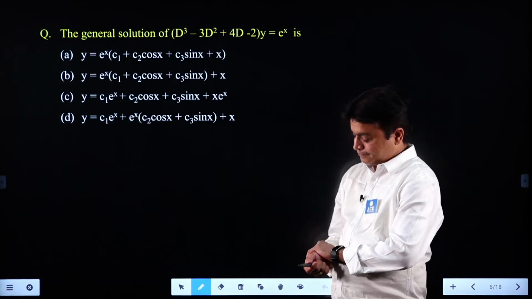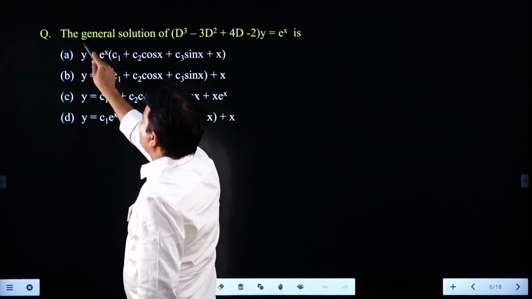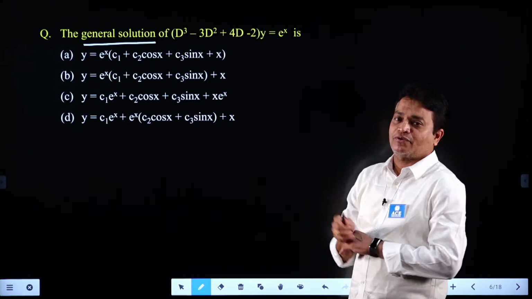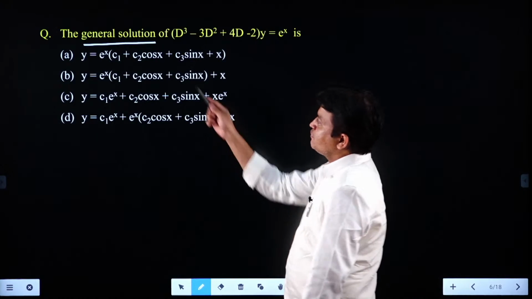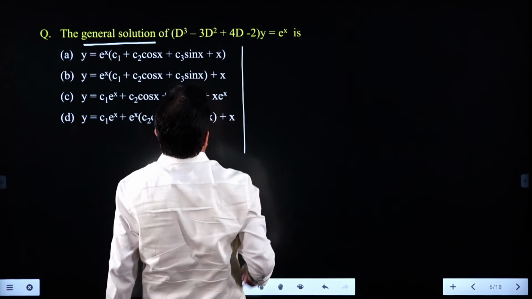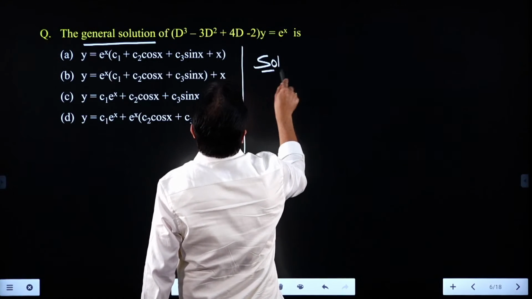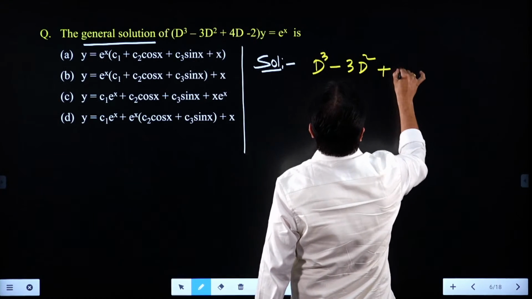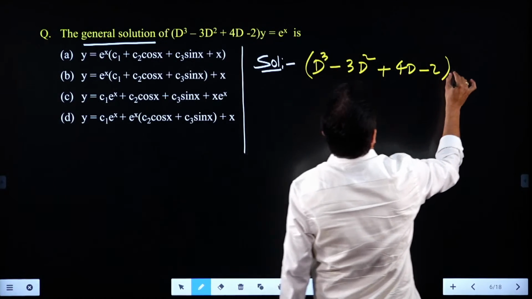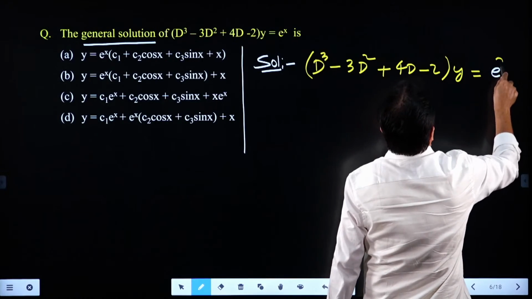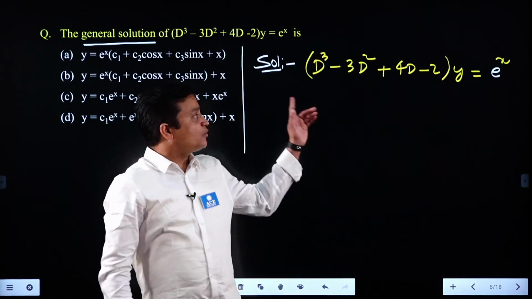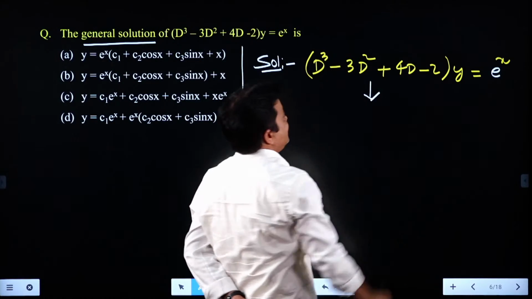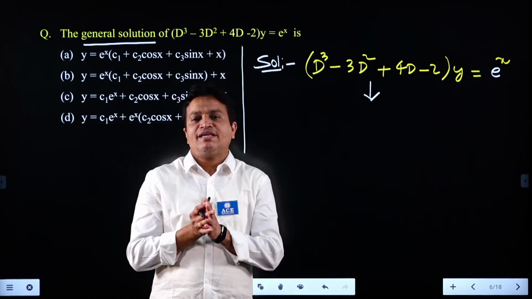Read this question carefully. The general solution of D cube minus 3D square plus 4D minus 2 into y equal to e power x. Right side e power x is given. Full solution, general solution means complete solution. I say in a simple way, D cube minus 3D square plus 4D minus 2 into y equal to e power x. That means F of D into y equal to capital X form. Initially, factorization of this is very important. That means roots are very useful.